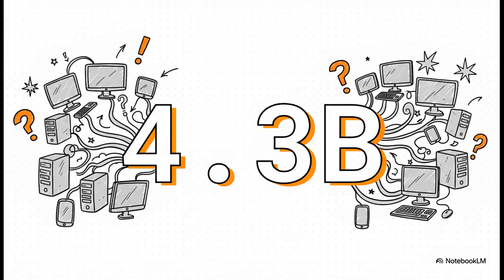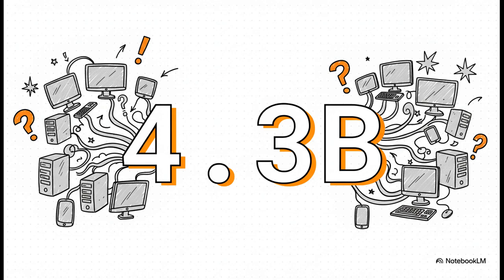So take a look at this number, 4.3 billion. Back in the day, that seemed like an enormous, almost infinite number. This was the total number of unique addresses available for every single device on the internet. Think of it like a street address for your computer or phone. This system was called IPv4.